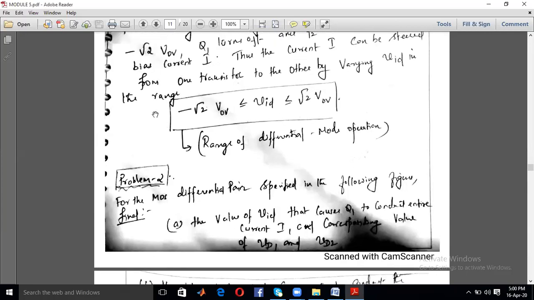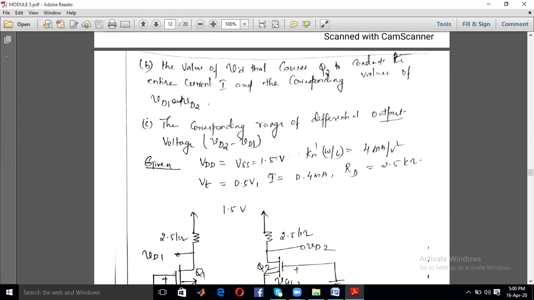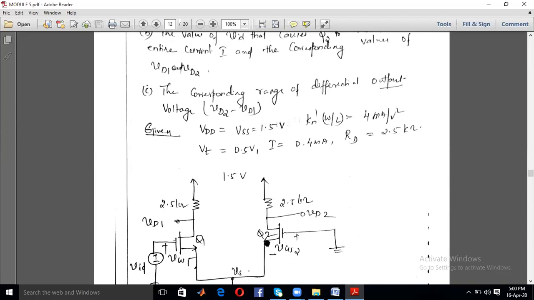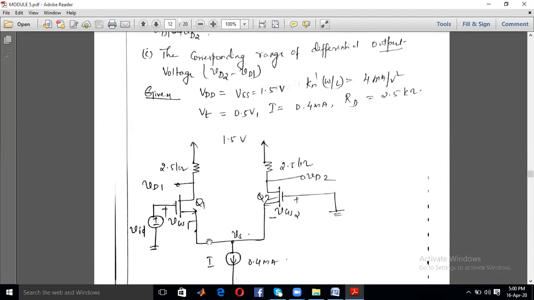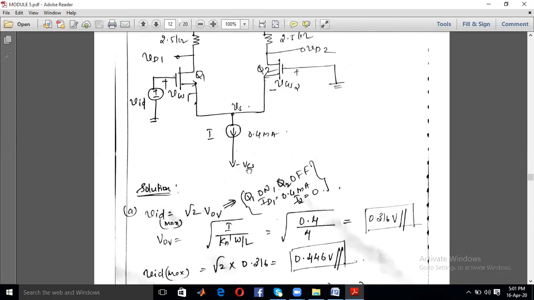What we have found is this is the other extreme value, that is the negative extreme value of your differential input voltage, that will cause Q2 to turn on and Q1 to turn off. So this is the negative VID. The negative VID will cause the transistor Q2 to be on and Q1 will be off. That means the entire current I will now be flowing through Q2. Meanwhile, Q1 is off, meaning zero current is flowing through Q1.